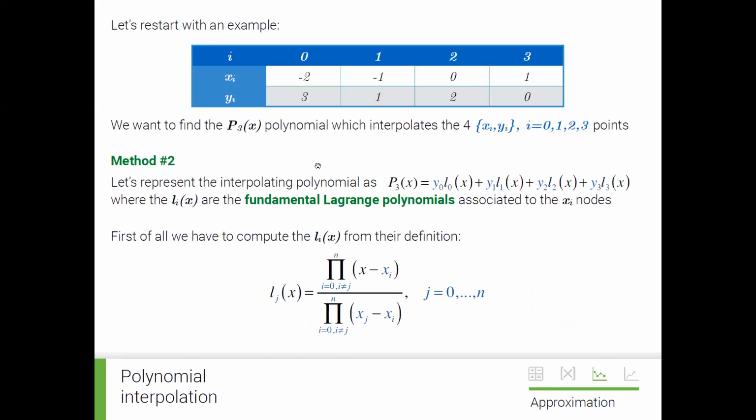Okay, now let's consider the second method. So we have again this table, the same as in the first example. We have again the same nodes and the same corresponding y's. And now let's find P3(x).